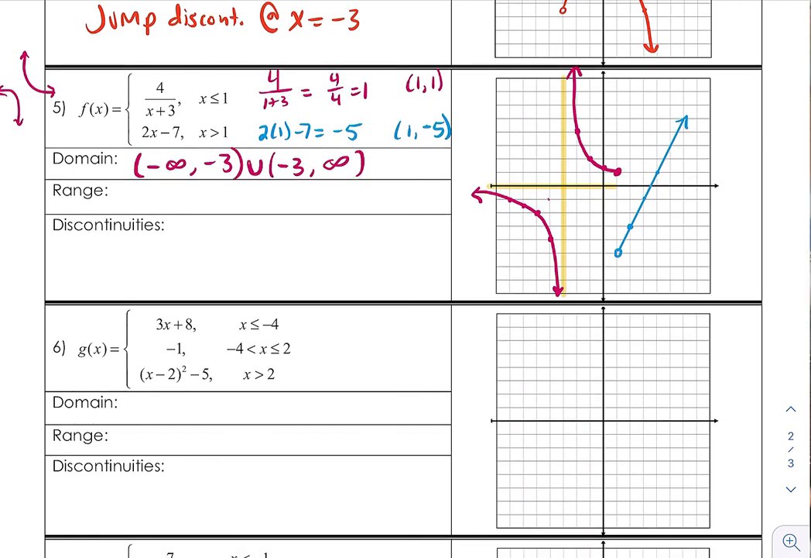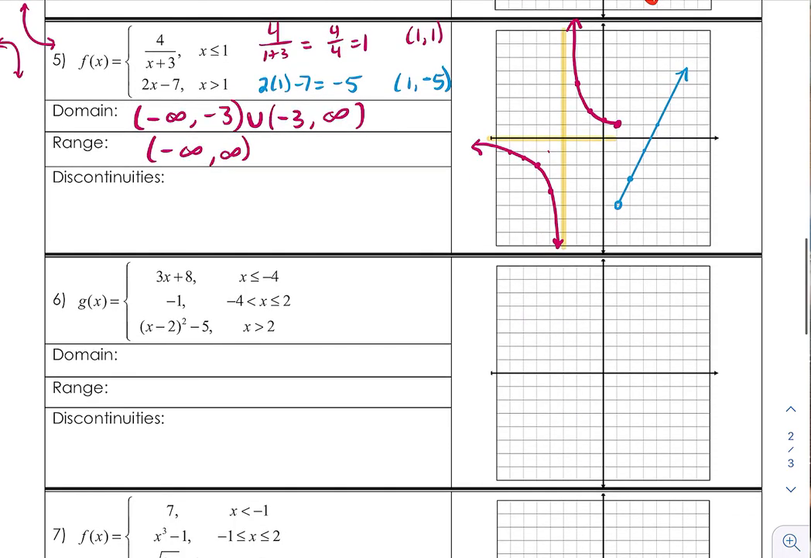For our range, there's an arrow going down to -∞. Going here, we're covering all these y values. Even where there's a gap right here, the blue graph covers it, so nothing is left out. So this has a range of -∞ to ∞. It does cover all y values at some point. Even if one of the graphs misses it, the other graph covers it.